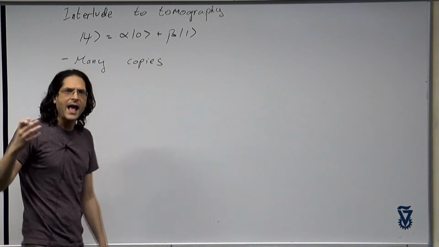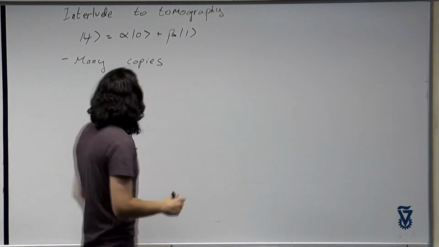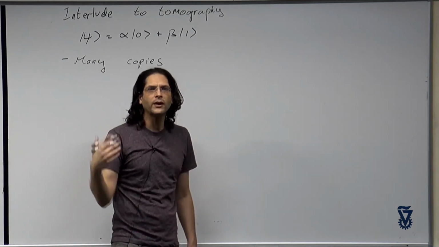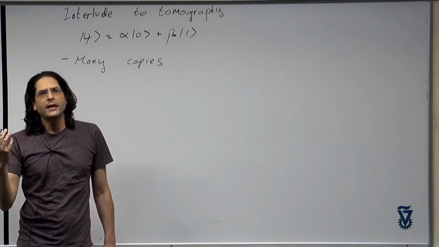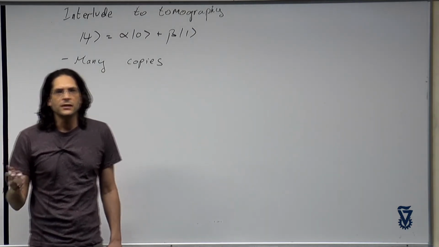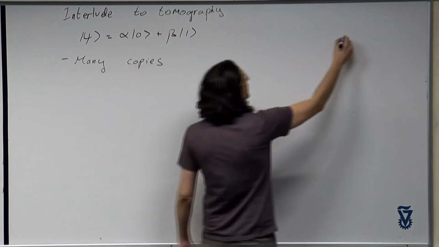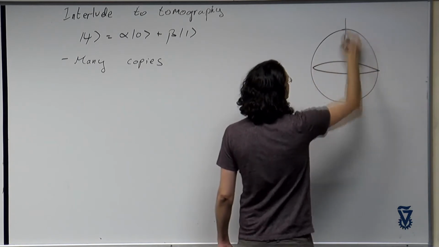Okay. And each copy gives you some information. The important thing here is to get the coherences, so you have to measure not in a single basis. If you just measure in a single basis, that doesn't help you. So for example, remember our Bloch sphere over here. Okay, this is our Bloch sphere.